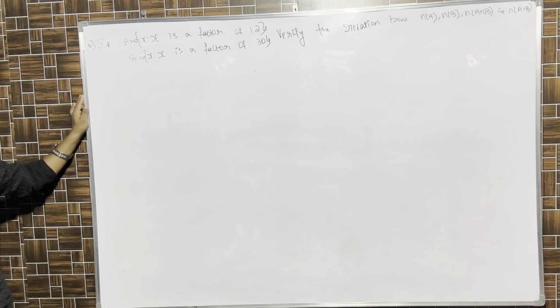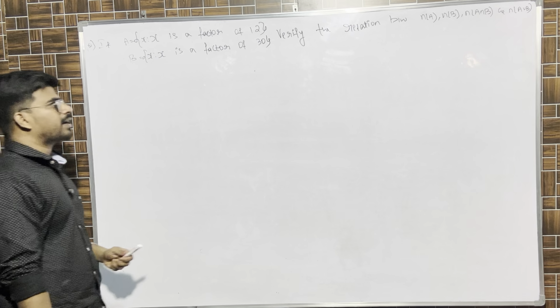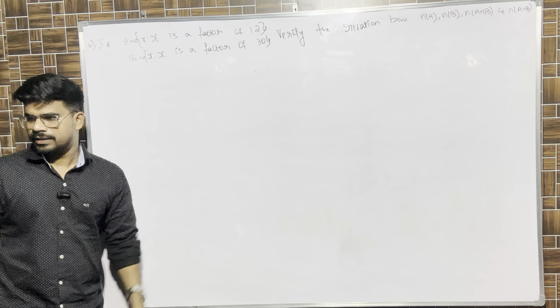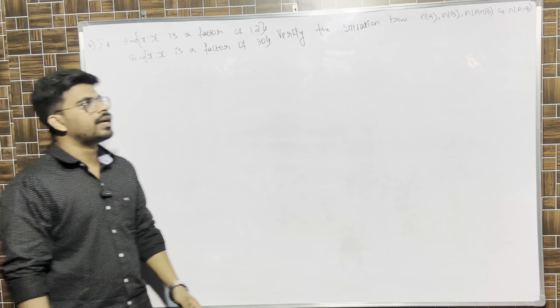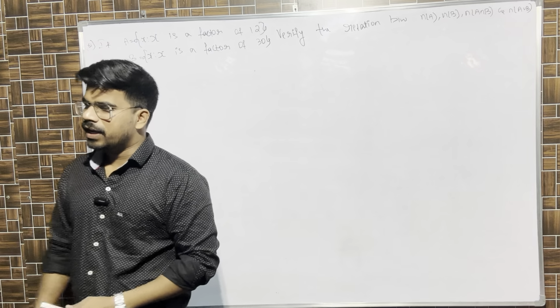So here we have a set. A is a set wherein x is a variable such that x is a factor of 12, and x is a factor of 30 in the set B. Two sets are there. We have to find the relation between n of A, n of B, n of A union B and n of A intersection B.